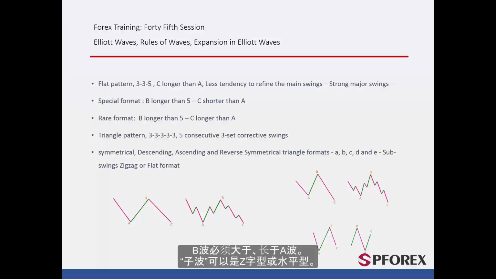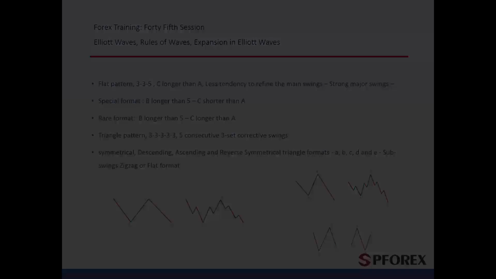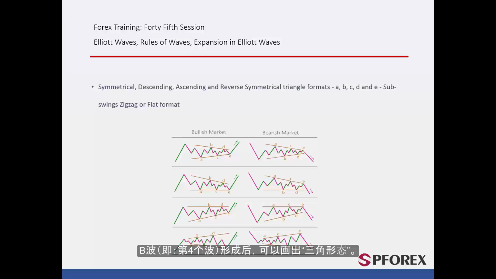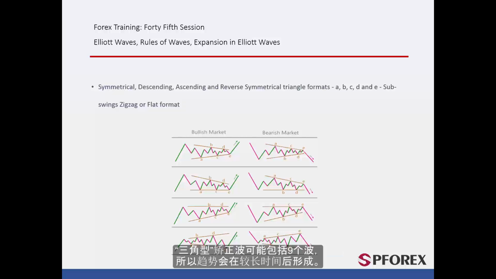Subswings can have zigzag or flat format. Triangle patterns would be created after B or the fourth wave is formed. The triangle format may have 9 swings. Thus, the trend will form after a longer time.